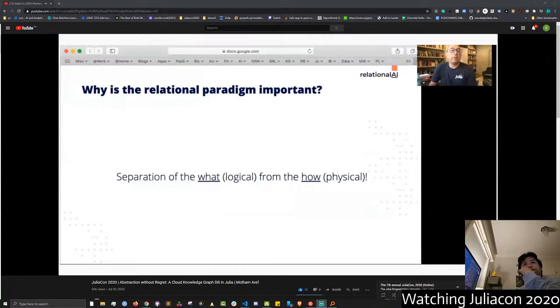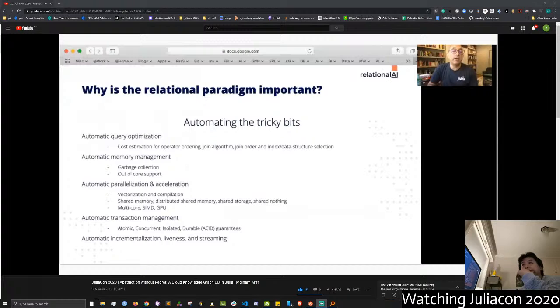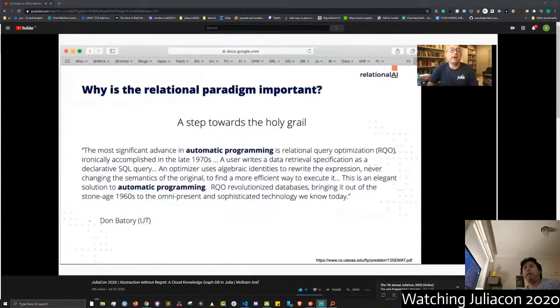So in closing, we think the relational paradigm is very important because it lets us separate the what from the how. And in so doing, we can automate a lot of tricky bits on behalf of people who use relational systems. I'll let you read the slide. And it's really a step towards the holy grail of automatic programming as described by Jim Gray in his Turing Award and referenced here by Professor Don Toury at the University of Texas, talking about how the relational query optimization system is a major advance towards automatic programming.